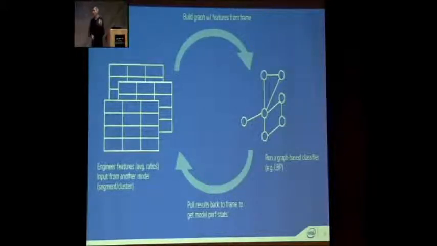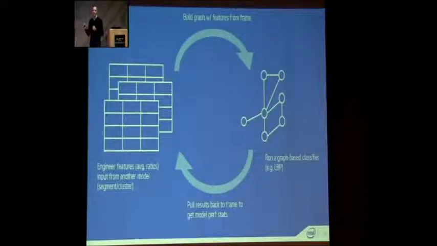You may start by engineering features in the form of thinking of them in terms of data frames or tables, computing averages and ratios. You may even take inputs from other models that have done segmentation and clustering. You may then transfer that over to and build a graph out of it and create a graphical model that you're going to run a graph-based classifier on. Maybe you're using loopy belief propagation to do some kind of binary classification on some priors. And then you may pull those results back into the frame to actually do your model performance statistics, because that's not very convenient to do in terms of graph analytics.